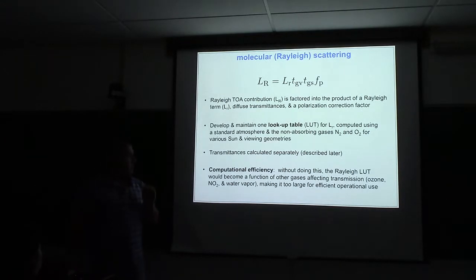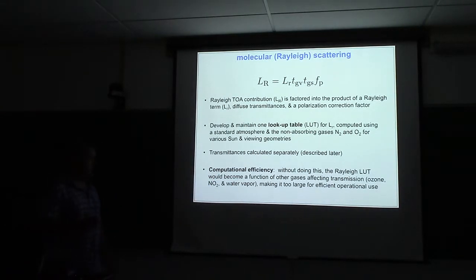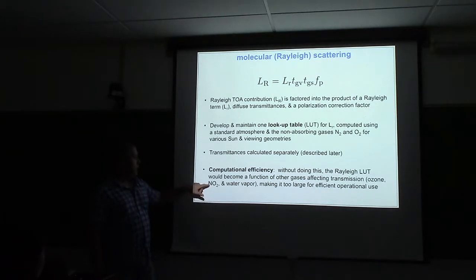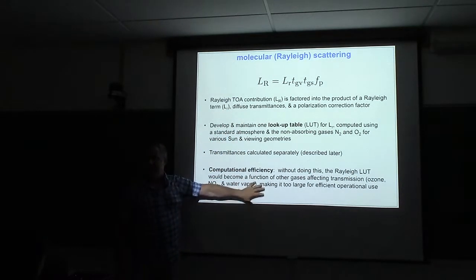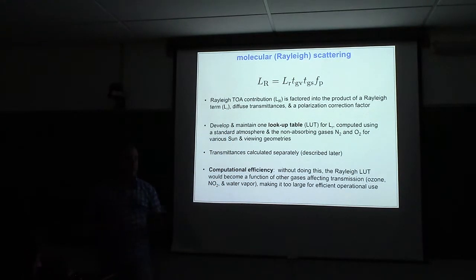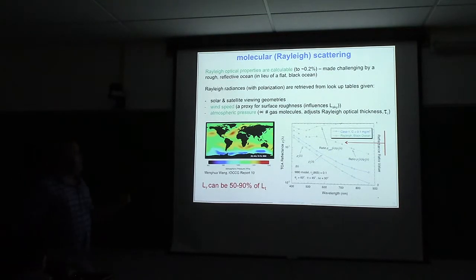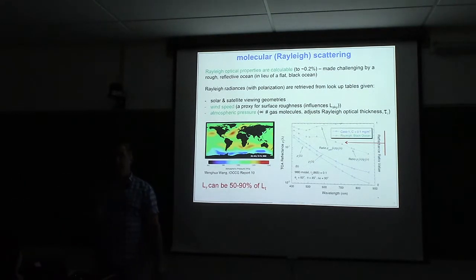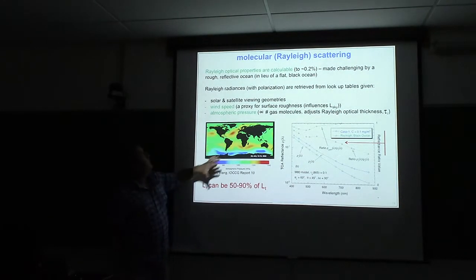If we didn't do this, you're going to run into the problem of a lookup table becoming a function of other gases, absorbing gases that affect transmission. And they include ozone, NO2, and water vapor. If we didn't factor out this way, this table would become unwieldy big and inefficient for operational use. So this is just a little aside, but the consequence of doing this is that you do need to make some adjustments in your transmissions, and you need to have some understanding of surface roughness and atmospheric pressure.